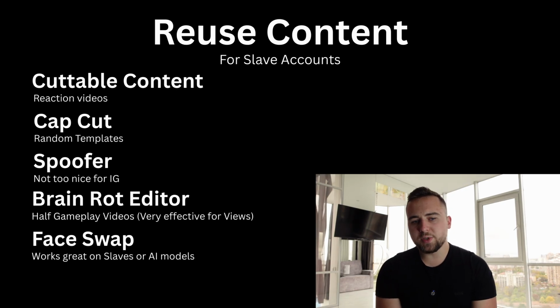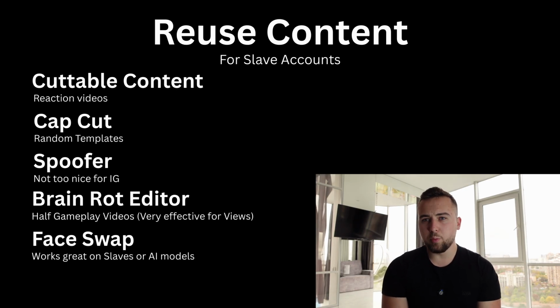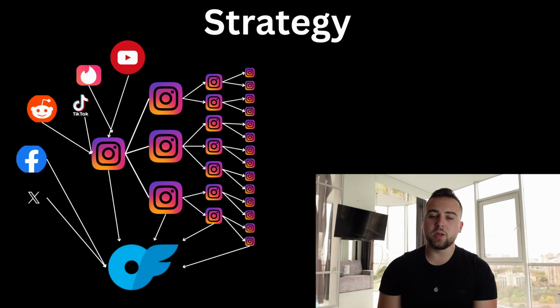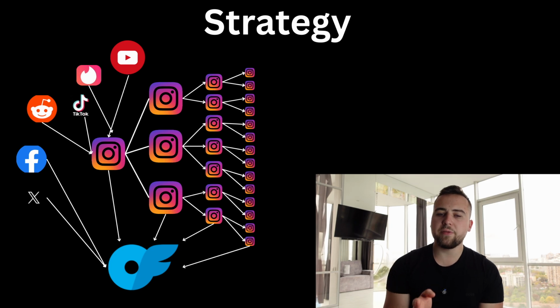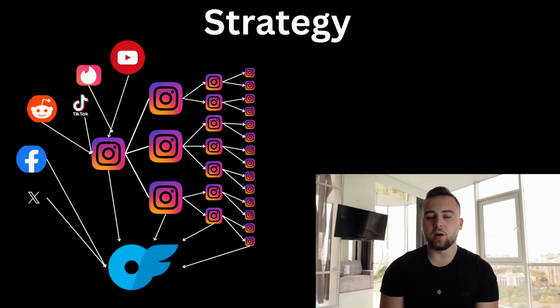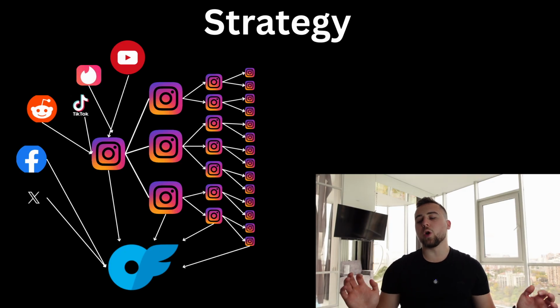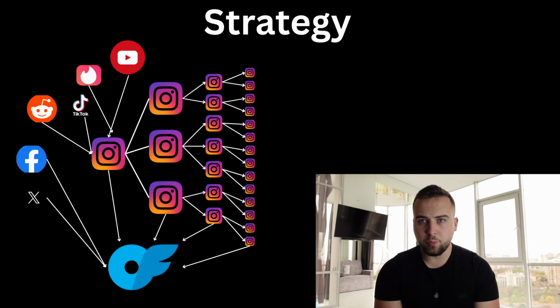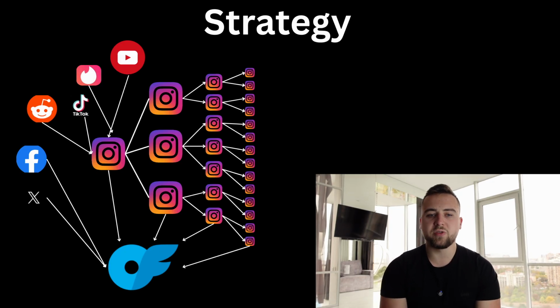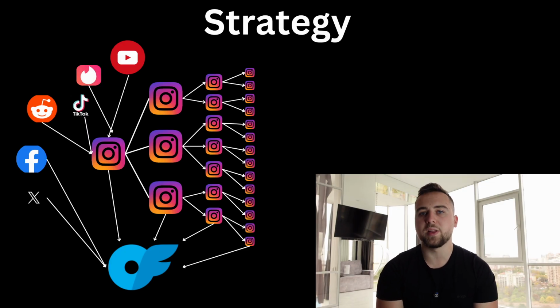Another one is face swaps. Works great on slaves or AI models. The goal is to get all the traffic from the slave accounts and from the other accounts to the main accounts. The main accounts should be overloaded with traffic from the slave accounts. I mean, we all know the quality of the slave account posts is not as high as the quality of the main account posts. So the conversion will be bad, but the views are great.